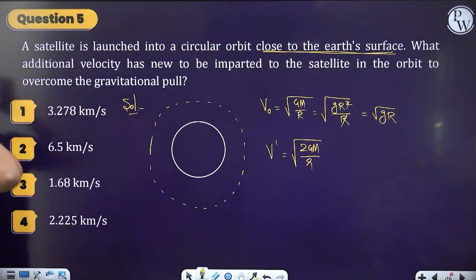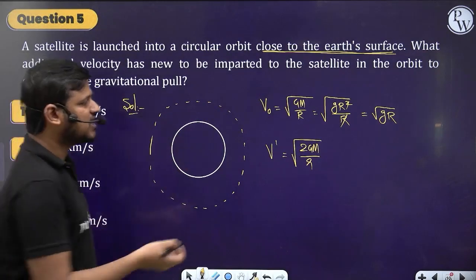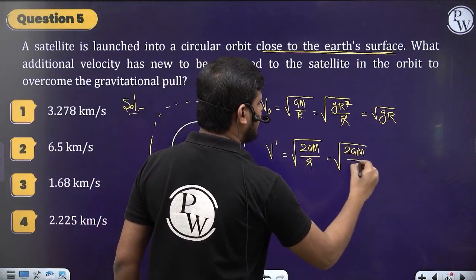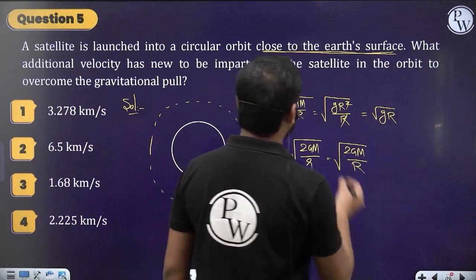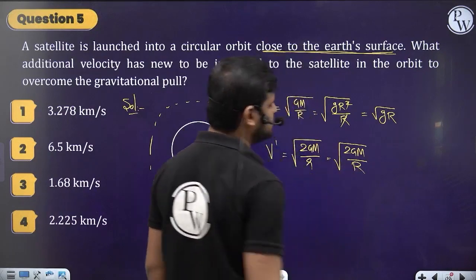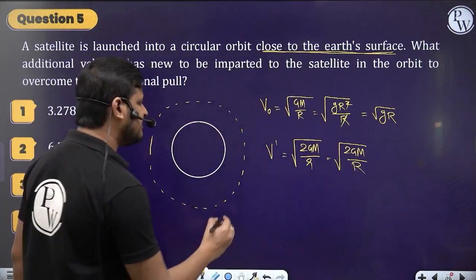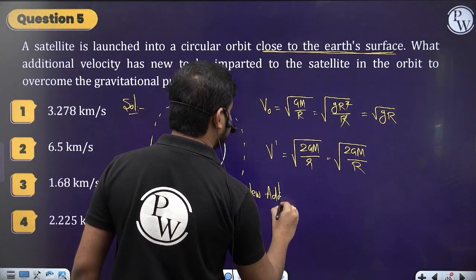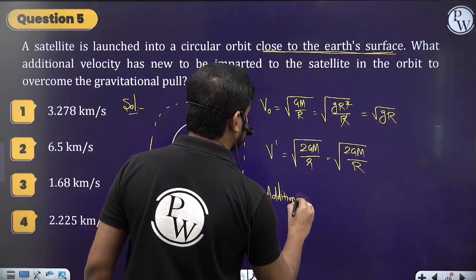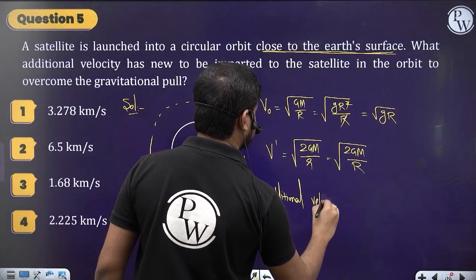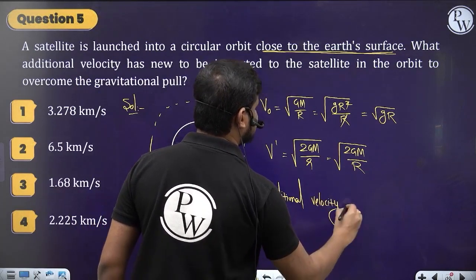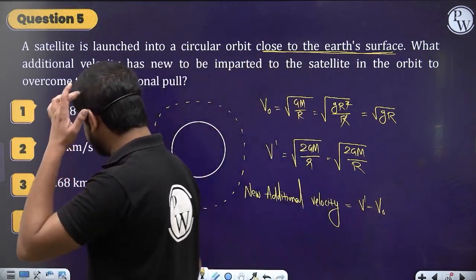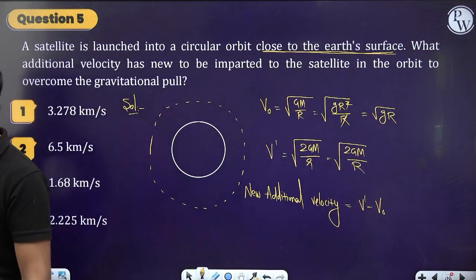That's it. So now you substitute the value. Very close to the Earth surface, the orbital velocity is root GM by r, and this is root 2GM by r. So the new additional velocity, simply subtract these two: v dash minus vo. So do the calculations. What are we going to get?